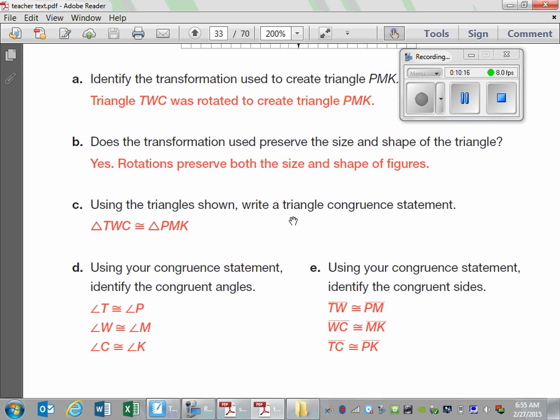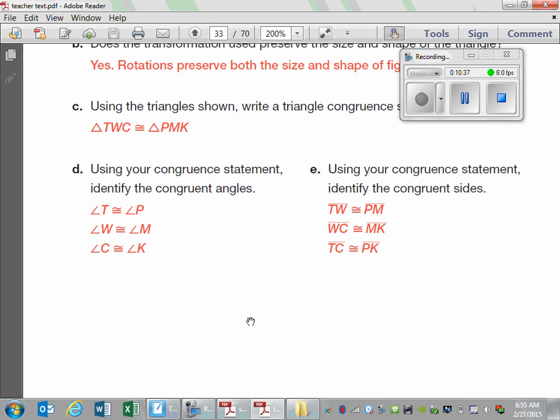All right, so go ahead and check T with P, W with M, C with K, and make sure they're all written like this. And then here we are. So, but if you had CW, then you need to have KM. So make sure that your letters flow, because I can just look right here. WC goes with MK.